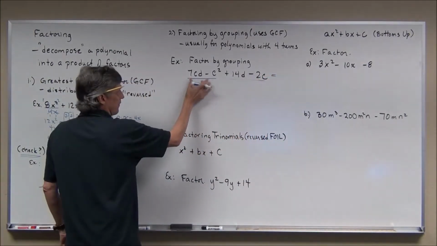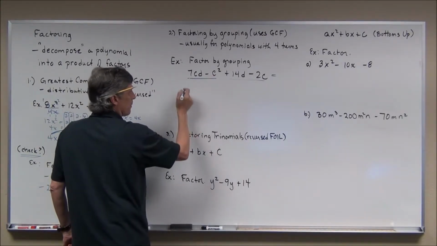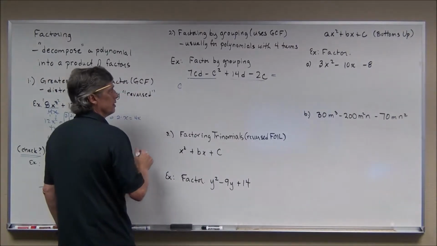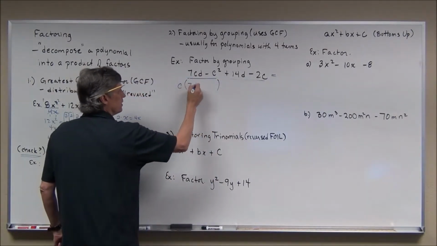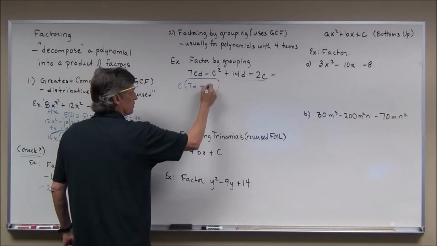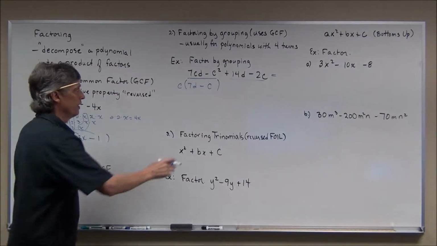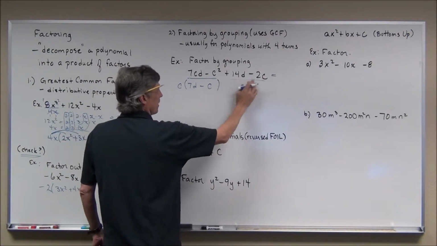So the greatest common factor with 7cd and c to the second, the only thing they have in common is one factor of c. So if I factor that out, if I divide c out of 7cd, I get 7d minus, if I divide c out of c squared, it leaves a c. Over here, I have two terms. My GCF appears to be a positive 2.